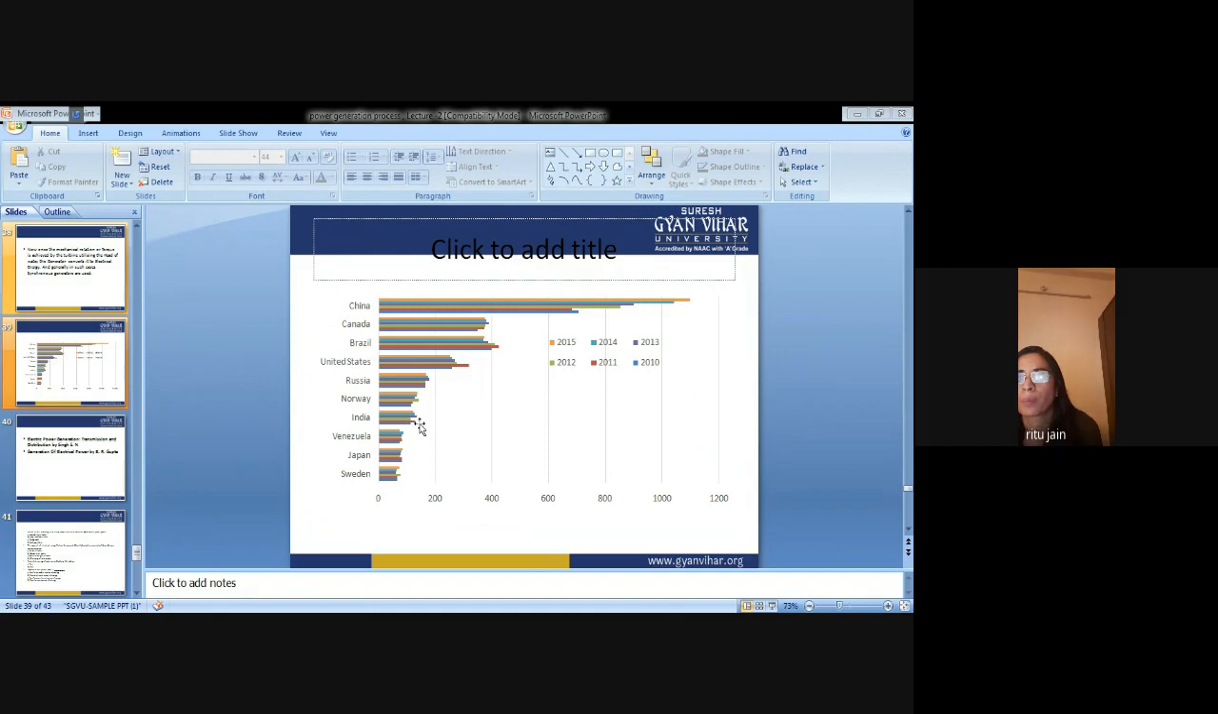In India, the highest generation of electricity from hydropower plants was in 2013. So these are the different countries where, by this graph, you can easily see the generation of hydroelectricity using hydropower plants.